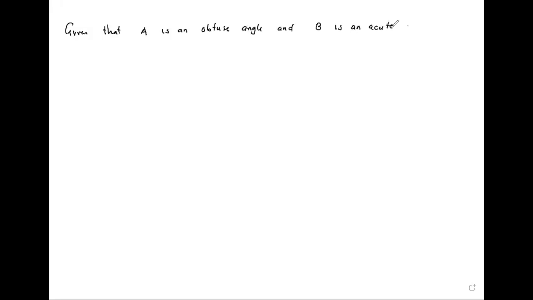And B is an acute angle such that sin A is 3/5 and cos B is 5/13. Find tan(A plus B).